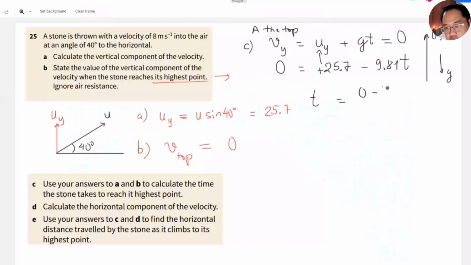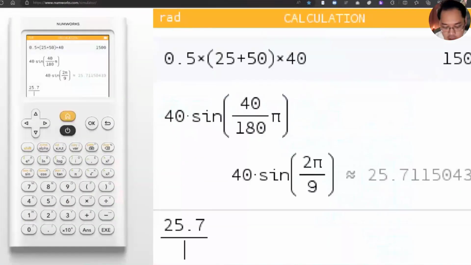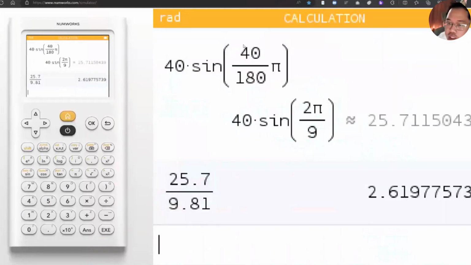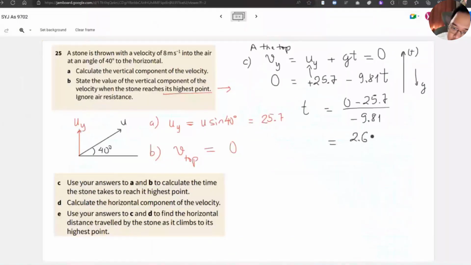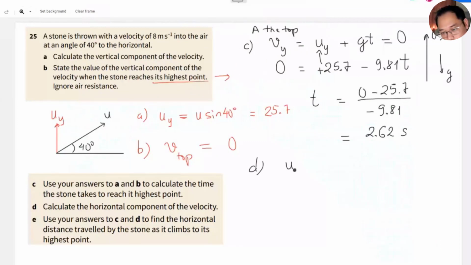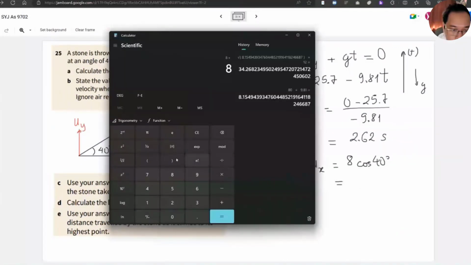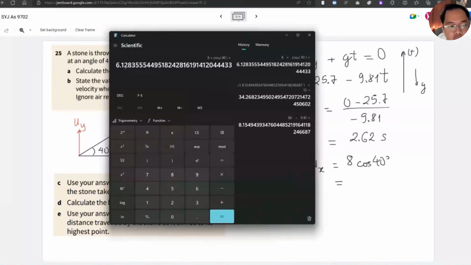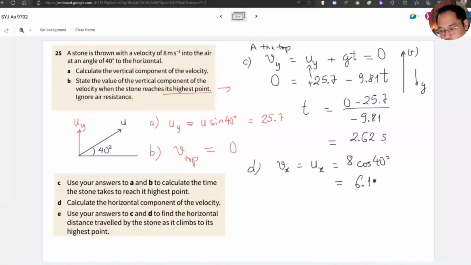Okay, 0 minus 25.7, and of course divided by minus 9.81. Negatives divide each other, so we have a positive time. 25.7 by 9.81, the time is 2.62 seconds. That is the solution to question C. Question D. Calculate the horizontal component of the velocity. Similarly, vx, which is u times cosine of 40, 6.13 meters per second. Question D done.